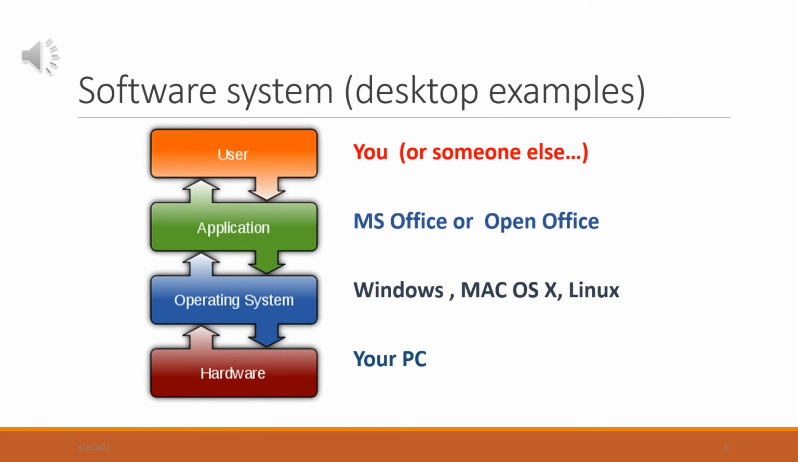A more classic representation is actually layers. Below we have the hardware. The operating system works with the hardware and also interfaces with the application. The application interfaces with the operating system and then finally with the user. So we have four different levels of environments to deal with.